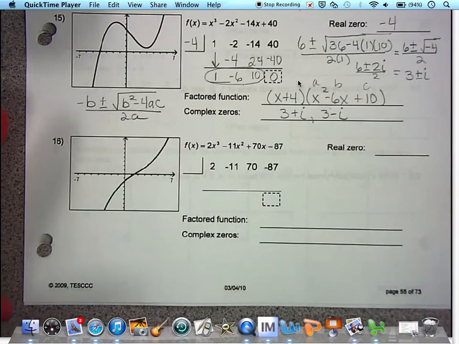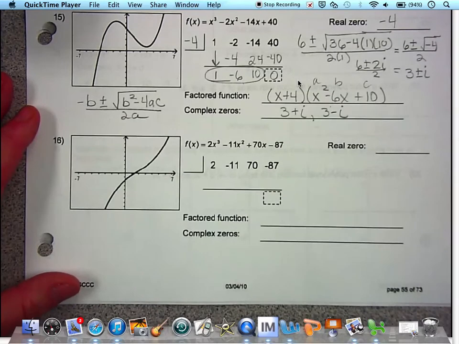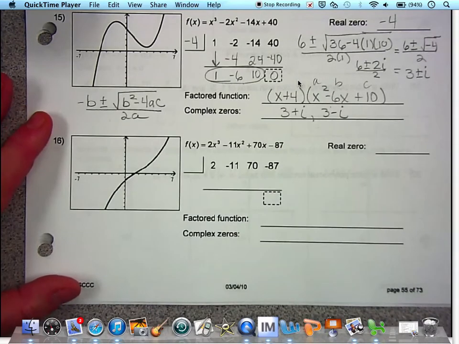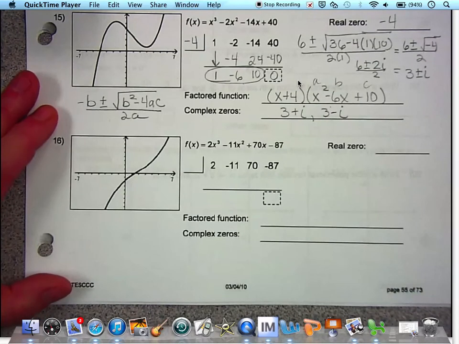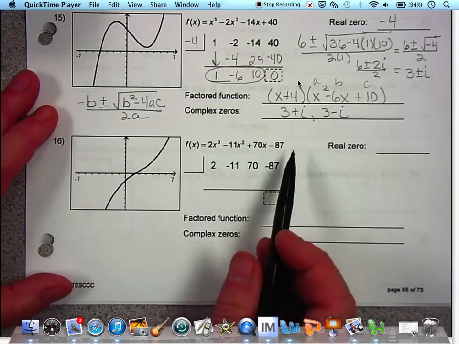Okay, how many real zeros does number 16 have? 1. What is it? 1.5. Maybe. Negative 1.25. How could we find out what it is? Calculator. Yeah, we can put it in y equals, and find where it intersects.